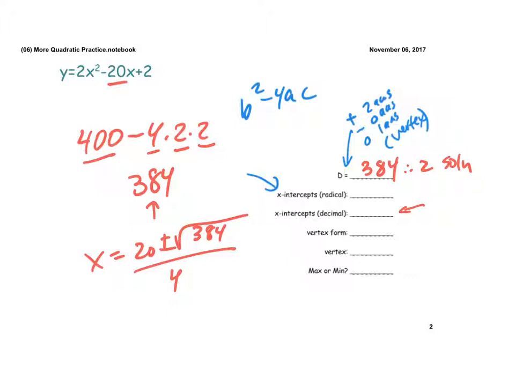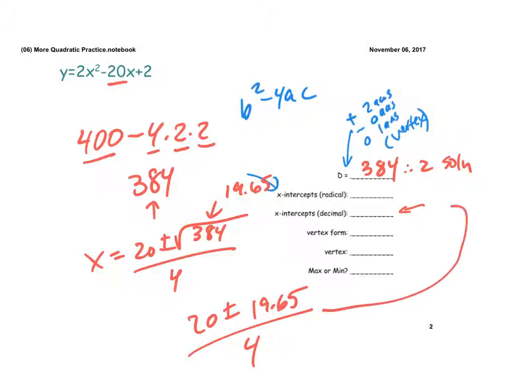Yeah, 19.65. 19.65, thank you. So then it's 20 plus and minus 19.65 all over 4. That's your decimal answers. You'd have to actually do it: 20 plus 19.65 divided by 4 and 20 minus 19.65 divided by 4.